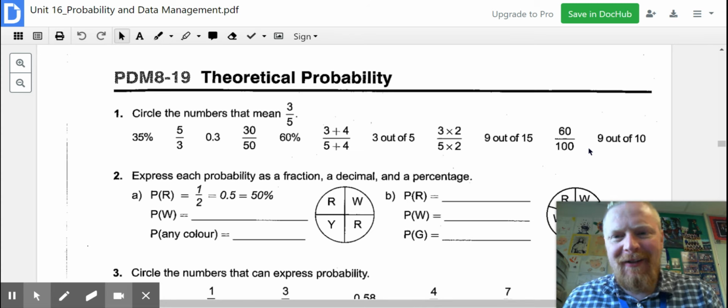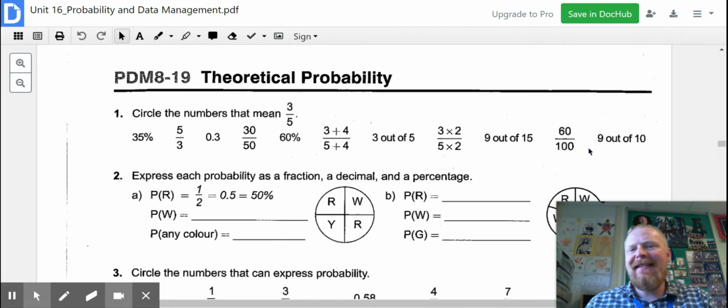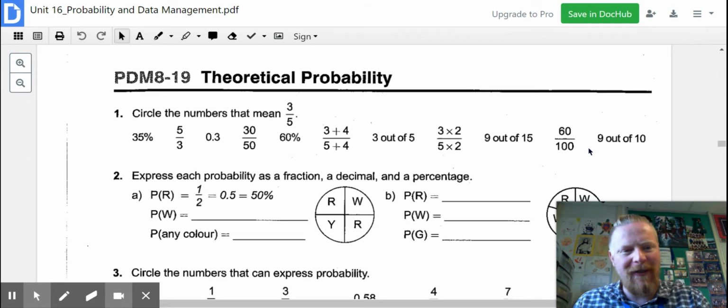All right, we are going to go on another lesson here. This is Unit 16, Probability and Data Management. And this is Lesson 8-19, Theoretical Probability. It is found in Jump Math Workbook, page 200.